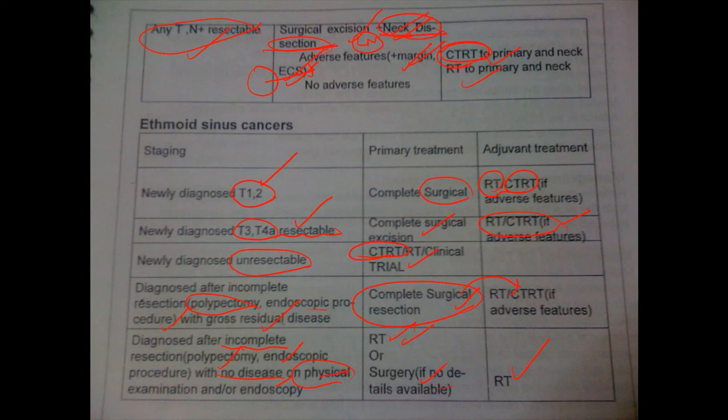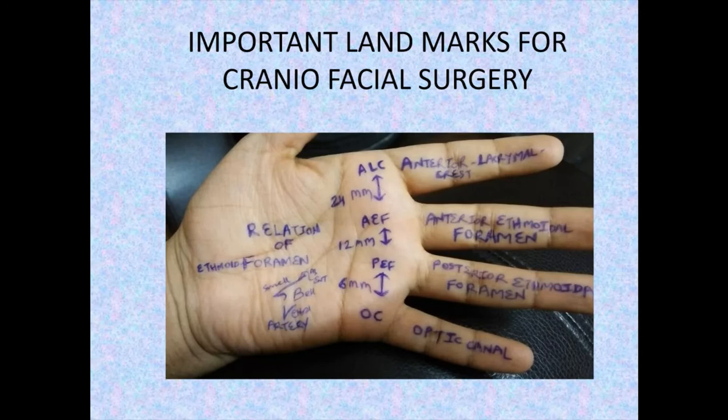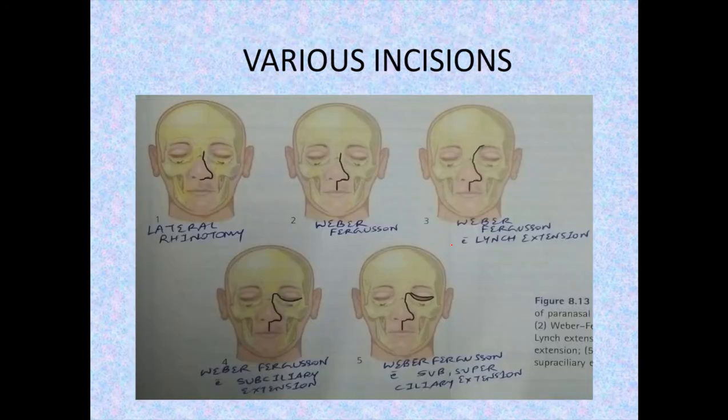T1 and T2, write down surgery. T3, T4, surgery associated with chemotherapy and radiotherapy. When you are talking about the surgical aspects, you have to know the landmarks, the relationship of the ethmoidal foramina. So you have the anterior lacrimal crest, the anterior ethmoidal foramen with the anterior ethmoidal artery, the posterior ethmoidal foramen with the posterior ethmoidal artery, and the optic canal. These are separated by 24, 12, and 6 millimeters respectively. This is just a picture to easily remember.